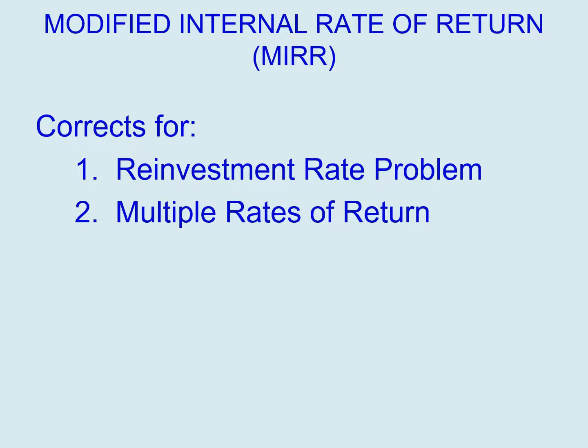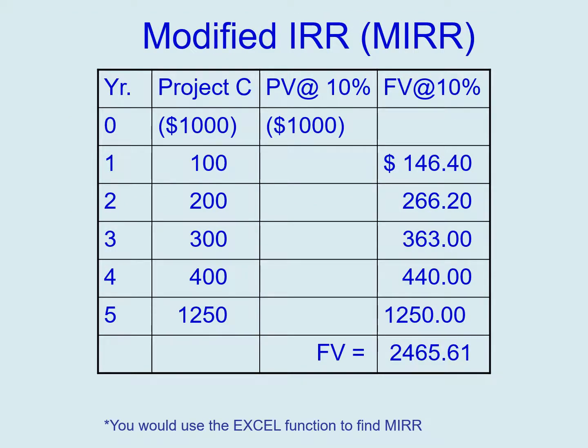So again, I just want to show you by hand what's going on behind the Excel spreadsheet. You will not be calculating this by hand, but you'll kind of get the idea of how it works. So here's a modified internal rate of return problem. I used Project C from our earlier examples. So we have a $1,000 investment followed by this stream of positive cash flows.